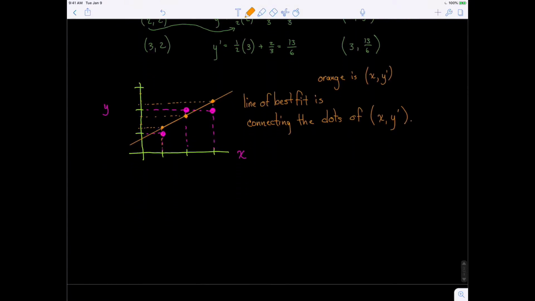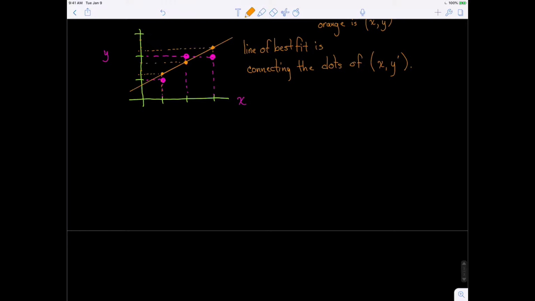And so here's what we're going to do. We're going to use our line of best fit, and we are going to predict y prime for a few different values. One, we're going to try x is 0, and we're going to try x is 4, and let's try halfway in between some points. Let's try 1.5.